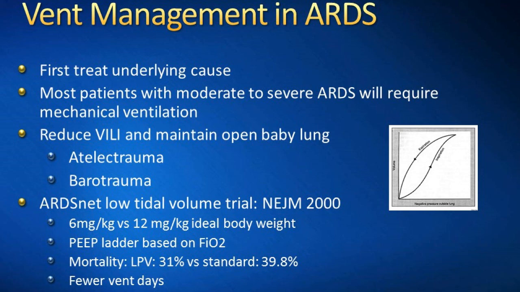And this is what they found. This is the first paper that showed a mortality benefit for ARDS, and the difference was about 9%. The mortality with ARDS, before all these new treatments came up, was probably about 45 to 50%, and now it's down to about 30% even for severe ARDS. Okay, any questions about LPV?